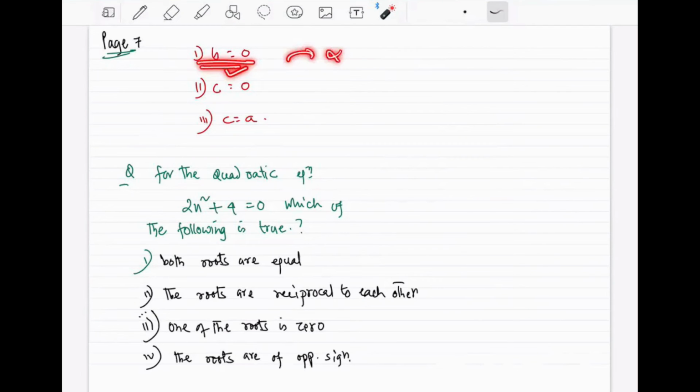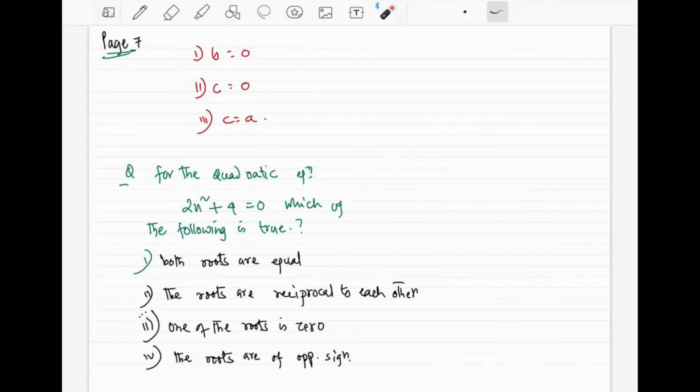For the missing B term, B is equal to 0. We know that we obtain alpha, and you can reverse this also, beta is equal to minus alpha. You can write it in the opposite order also. What does that mean? That means the two roots alpha and beta are of opposite signs, right? So the first one, both roots are equal, is the condition for B square minus 4AC equal to 0. So the first one is not correct.